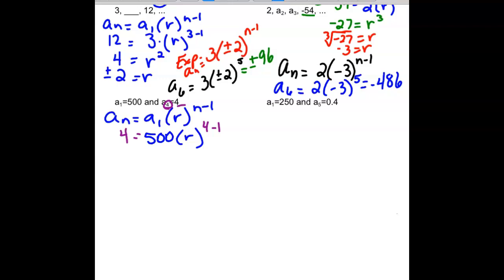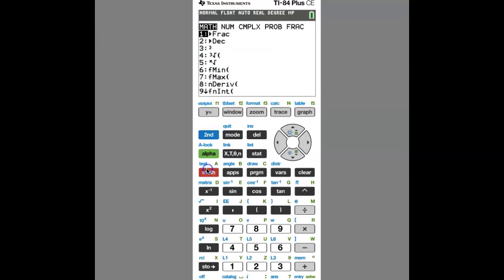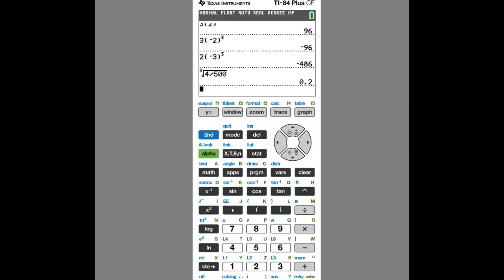All right, so solving this, we're going to divide the 500 over. So 4 divided by 500, that's going to be r to the 4 minus 1, or 3rd power. So to find r, we need to cube root this. Now, you can put that in as a decimal. You can actually take 4 divided by 500, or we can just type it in that way. So we need the cube root, which is under our math key, number 4. We want the cube root of 4 divided by 500. So our cube root is 0.2.